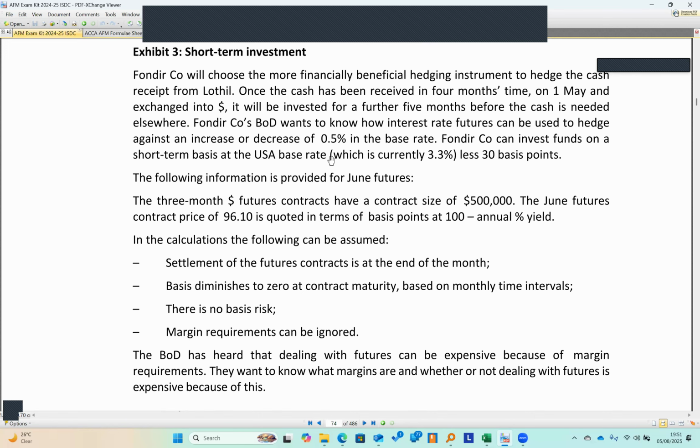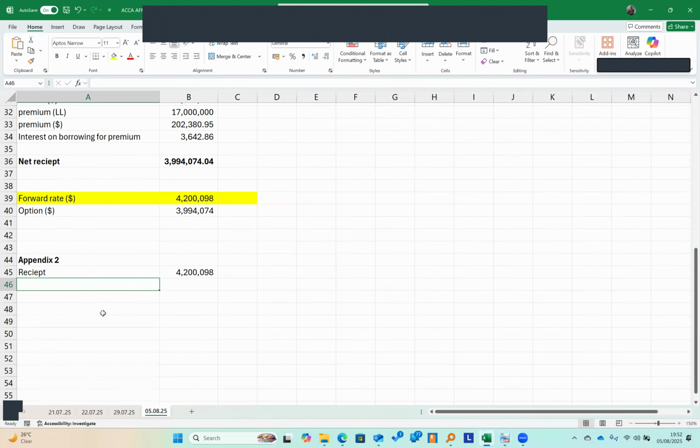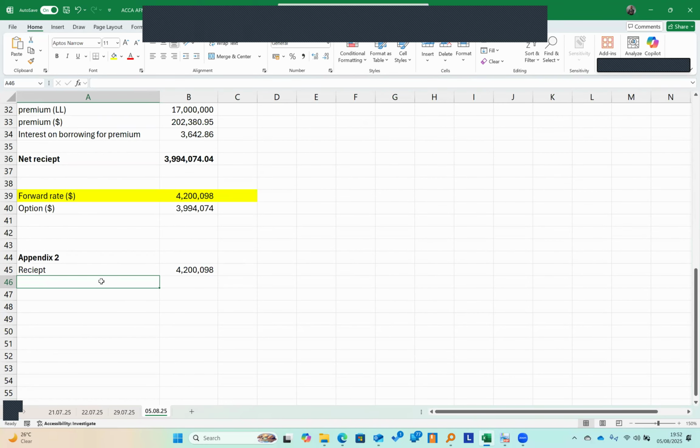But remember, when you are receiving dollars, you have this money and now you want to deposit it for 5 months. So what is your worry? Your worry is interest rates will fall. You need to understand that when you are investing, you want interest rates to increase, so your worry is that they will fall. But when you are borrowing, you want the interest rates to fall, so your worry is that they will increase.